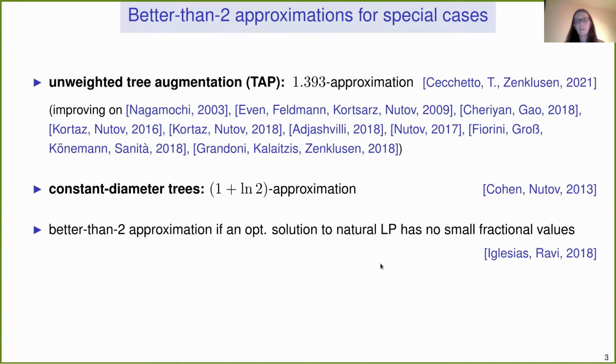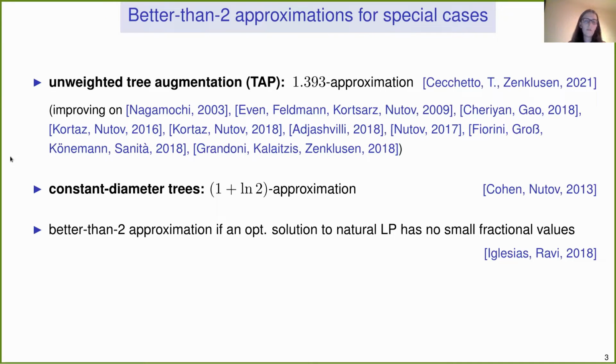So how can we do better? This is known in several important special cases. In particular, the unweighted tree augmentation problem, where all links have the same weight, has been heavily studied. The currently best known approximation ratio for that special case is 1.393, which we recently obtained in a joint work together with Rico Zenklusen, but that built up on a long line of earlier research.